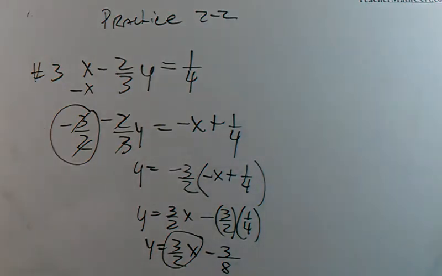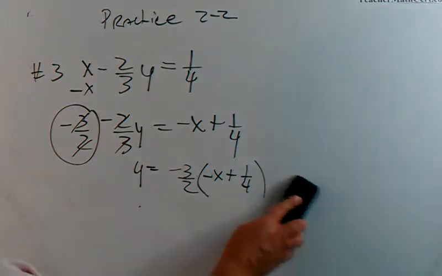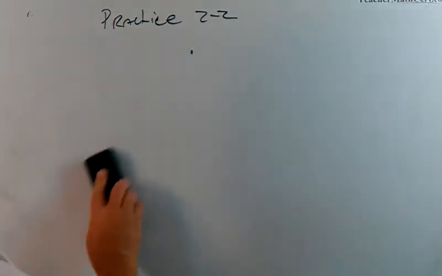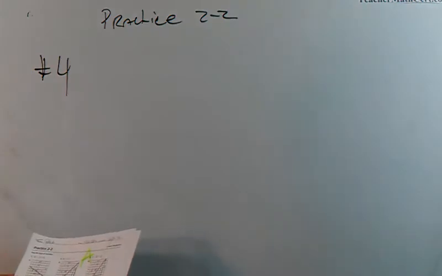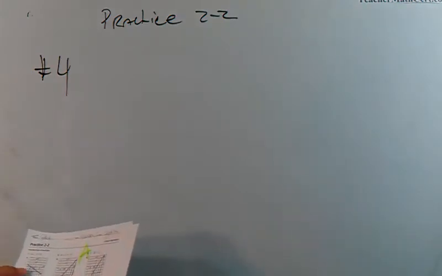So is that right? Yes, 3 over 2, correct. All right. Okay, number 4 says, find the slope of each line.